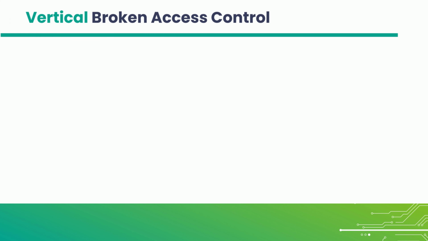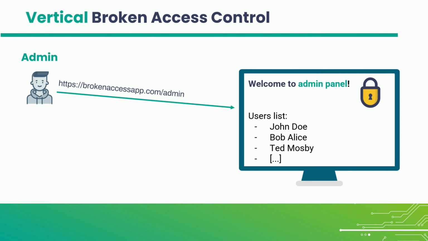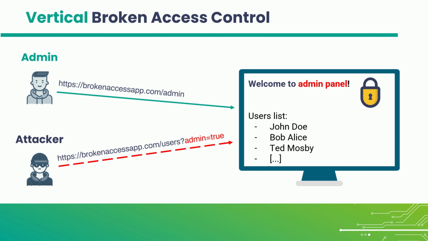Now let's have a look at a vertical broken access control example. An administrator logs into the app and sees the full user list in the admin dashboard. They can modify, delete, and manage everything, but here's the catch. An attacker tweaks a request, sets a parameter like admin=true, and just like that, they gain full access to the admin panel. All users, all data, full control. This is a textbook case of vertical broken access control, where a user escalates privileges simply by manipulating the request. Scary stuff, but very real.